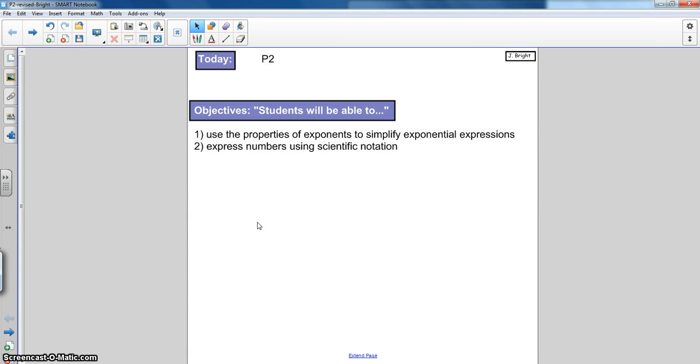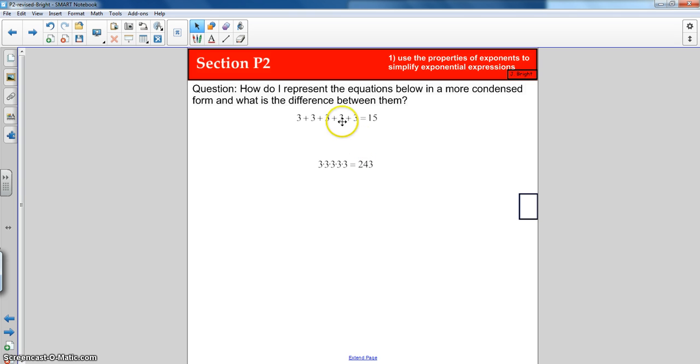This video is on exponents and basic properties of exponents, and this is out of Blitzer's pre-calculus textbook, specifically section P2. In later videos we will discuss properties of exponents and simplify exponential expressions, and then later on talk about scientific notation too.